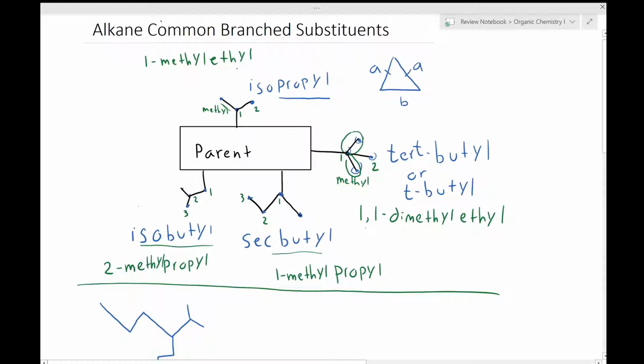In our last video, we went over some common branch substituents. We had our isopropyl group, our tert-butyl group, sec-butyl, and isobutyl. Keeping these in mind, we're going to go over some practice problems now.